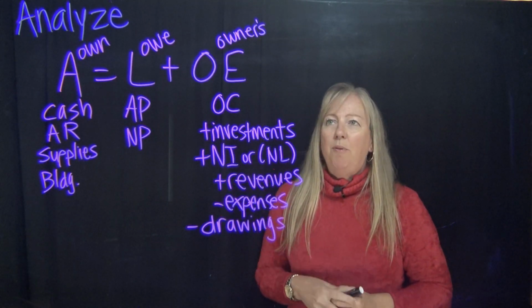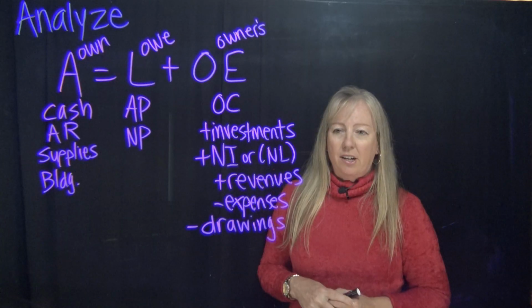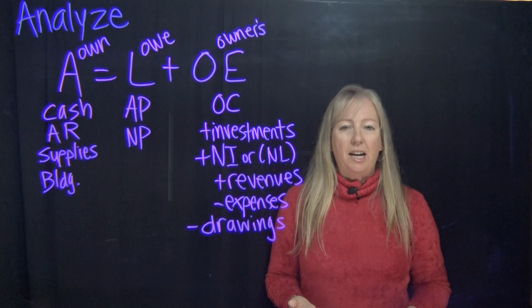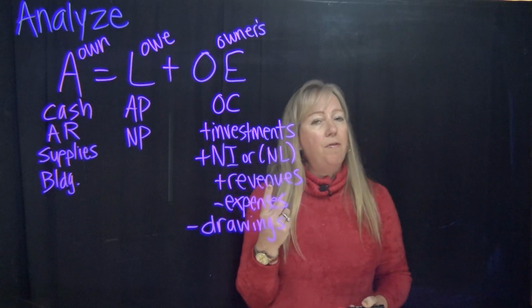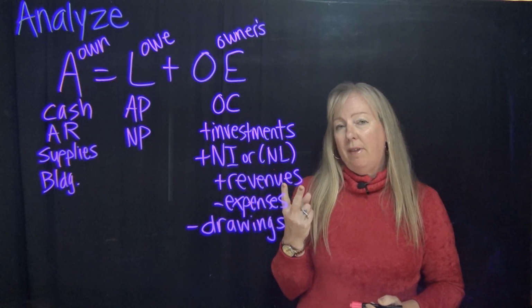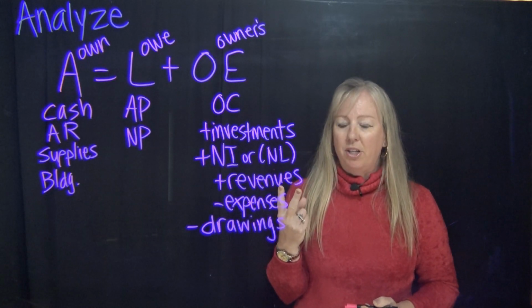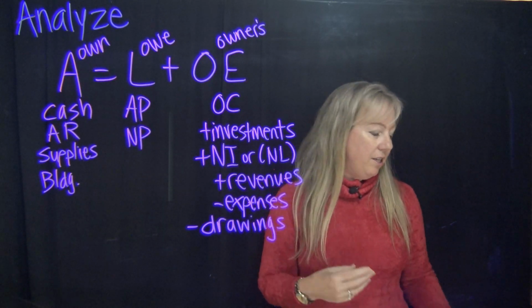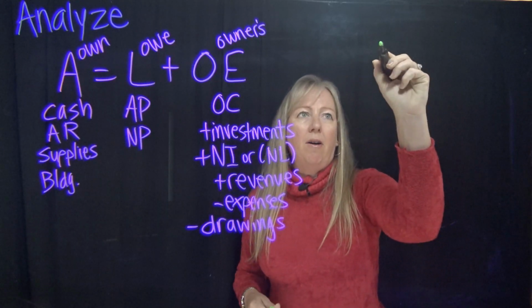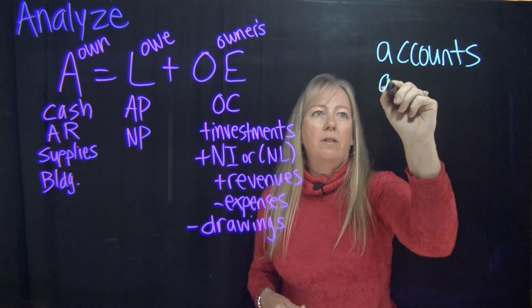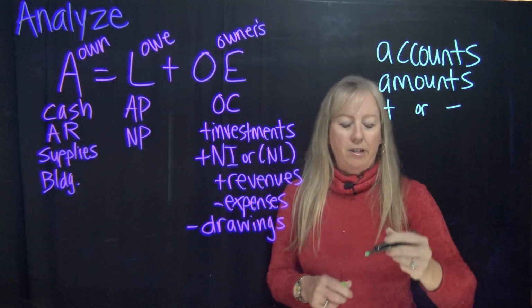Knowing that is going to help you understand the basis for analyzing a transaction. Every time you read about a transaction, you want to think about what accounts are affected, what are the amounts that will be given to you, maybe a little bit of computation, and is it an increase or a decrease? So the three things you need to think about are accounts, amounts, and increases or decreases.